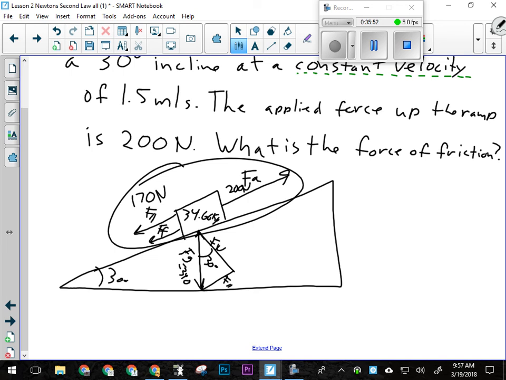Okay, everybody follow me there. If it's going to add up to 0, then I've got to have the same amount of force down the ramp as I have up the ramp. Friction is 30 newtons. Okay, nothing really mathematically difficult, but again, there's an intuitive leap that has to happen in that question. We've got to recognize what constant velocity means.